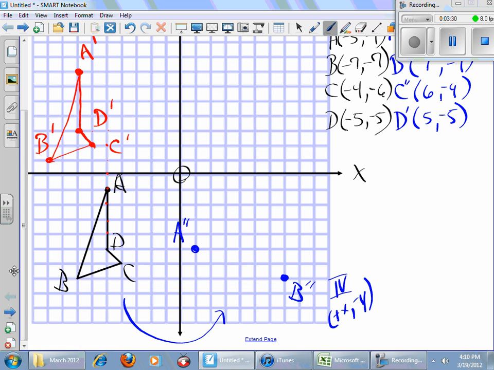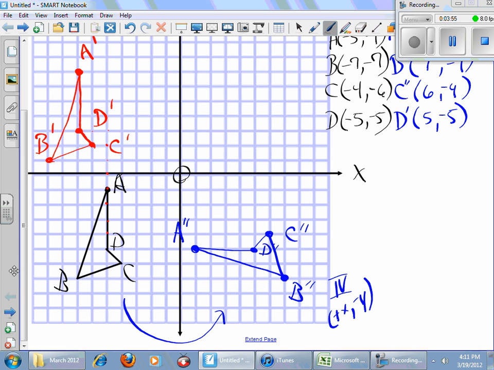All right. 6, -4. 1, 2, 3, 4, 5, 6 over and 4 down. There is C double prime, and then D double prime is at 5, -5. And so that's going to be D double prime. A to B, B to C, C to D, and then back to A. Piece of cake, ladies and gentlemen, piece of cake.